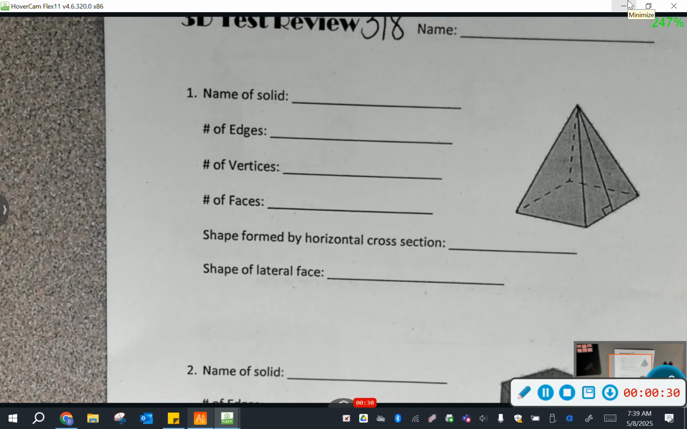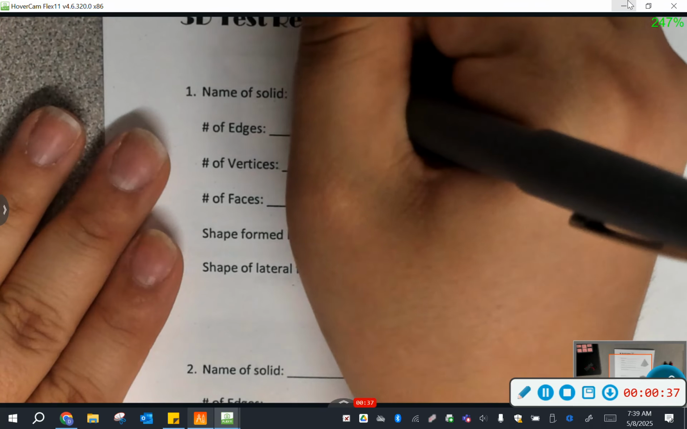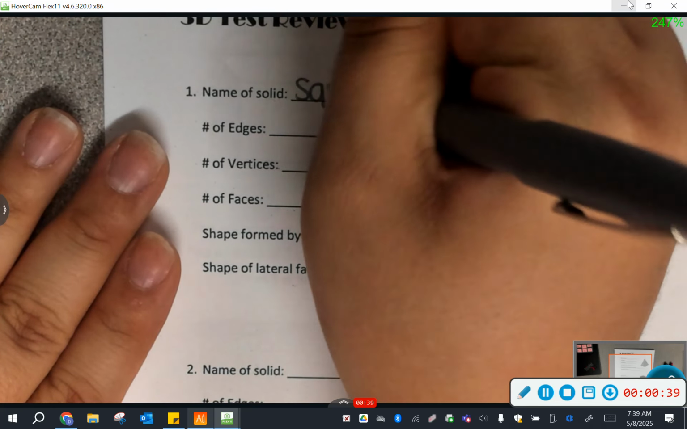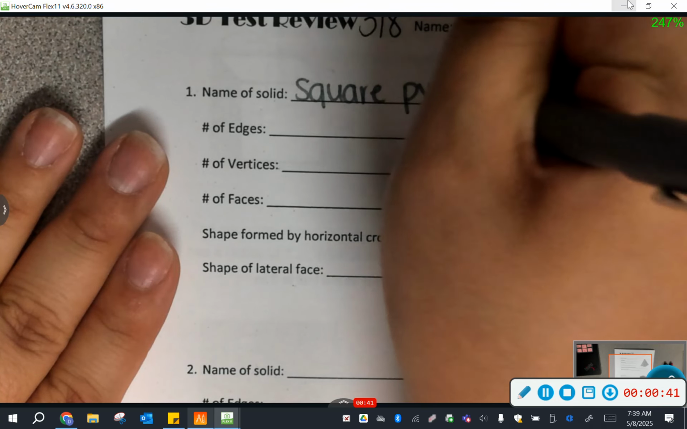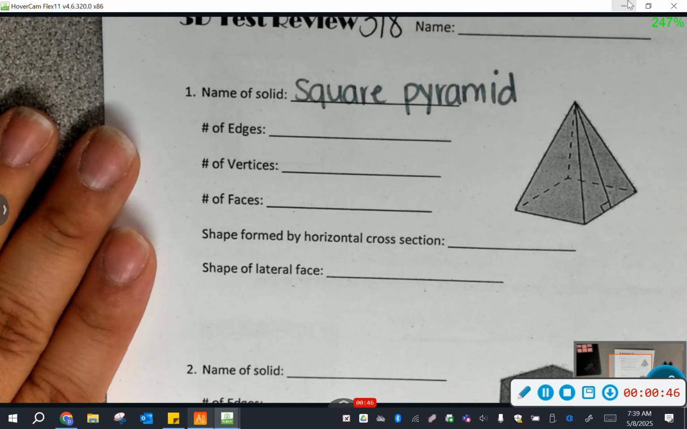What is the name of this solid? This is a pyramid, and I'm going to be a little bit more specific, but it is a square pyramid. Would you be wrong if you just said pyramid? No, and again, just like always, your test is mostly multiple choice.